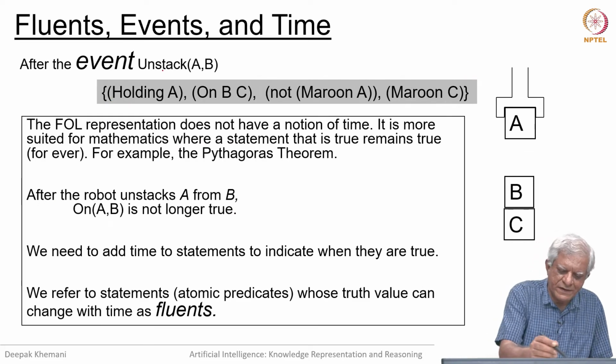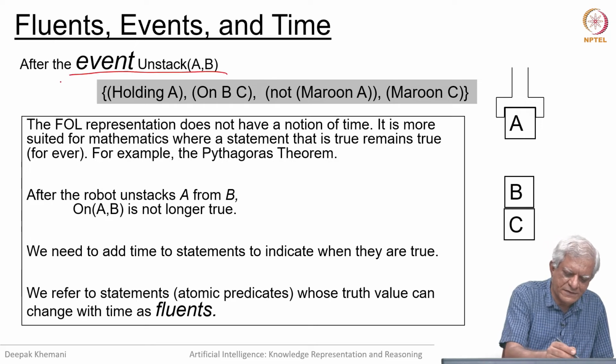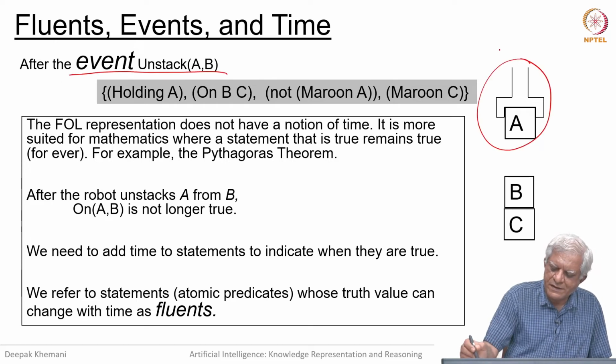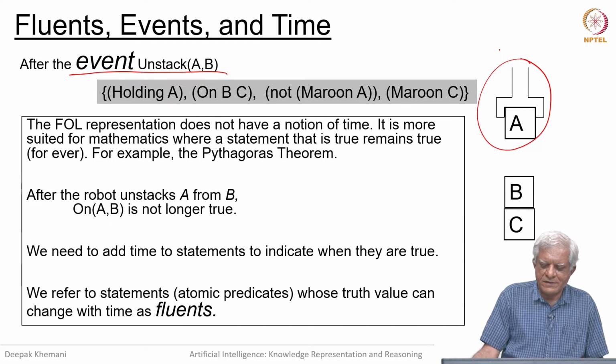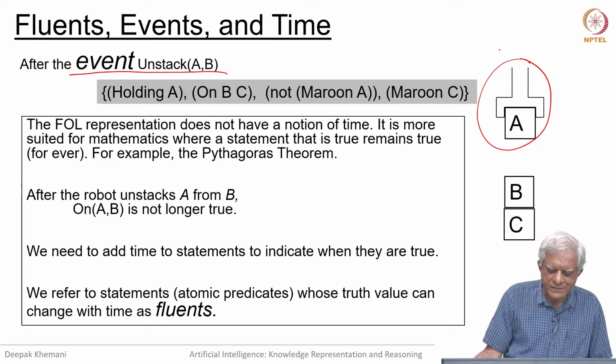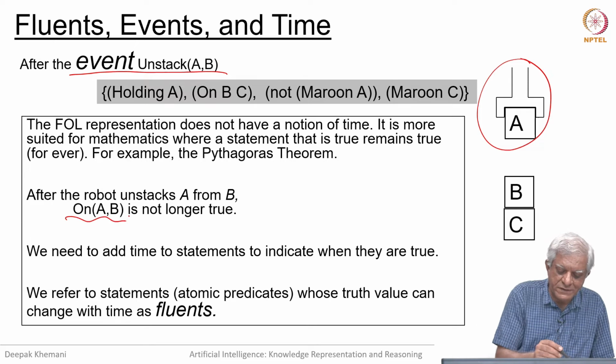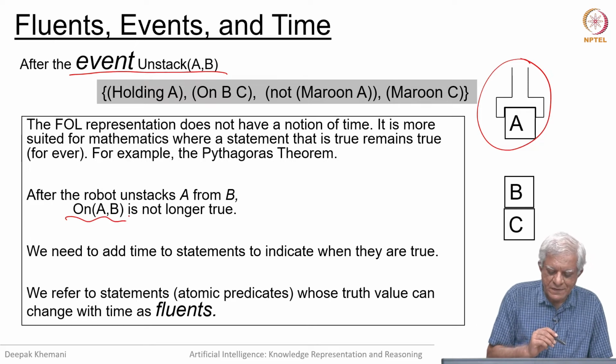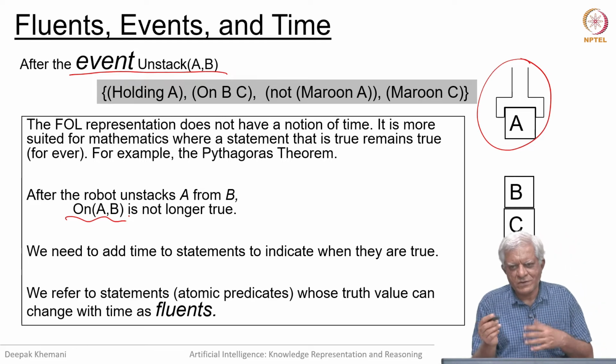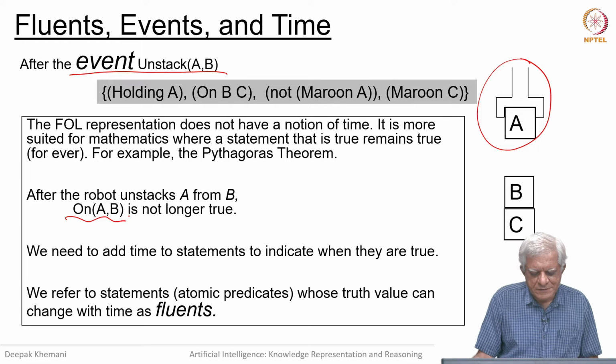So, after an event has happened, the event is unstack A from B. As you can see, the robot has picked up A. What is true essentially? First of all, on A B is no longer true, and things like that. As I said, in FOL we do not have this thing about things changing, that something is true at some point and not true at a different point of time.